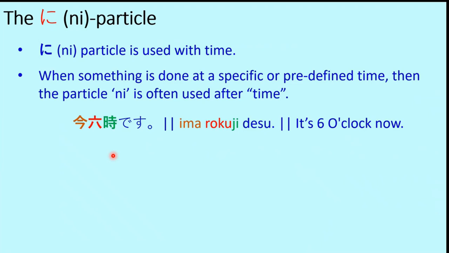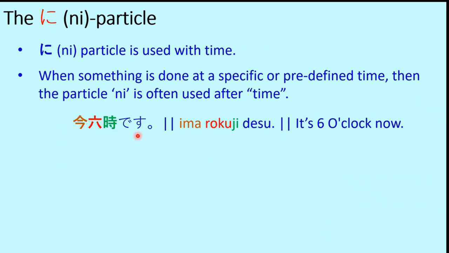So this is something that we have learned earlier in this course when we discussed time. We discussed the hour ji, we discussed minutes pun or fun, and then we discussed the days of the week and half past some hour, like for example 6:30 is rokujihan. So all these we have studied, but we didn't form any sentence using a verb except for this. So ima rokuji desu. This we studied earlier, which means it's 6 o'clock now. Ima means now. Rokuji is the 6th hour or 6 o'clock, and desu is the verb. So it's 6 o'clock now.